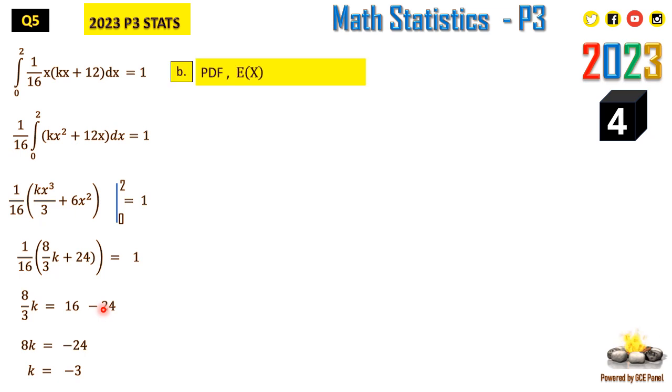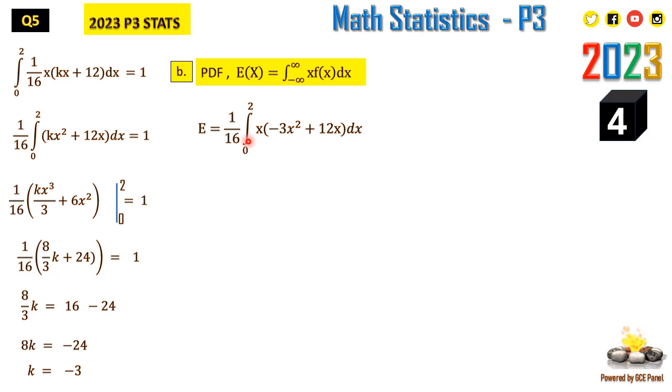Now the next thing that they want us to find is the expectation or the mean. And we know that for a probability density function like this, to find the expectation of the mean, it is the integral from negative infinity to plus infinity of x times f of x dx. Okay, but in this case, our limits are defined. It's only from 0 to 2. So we are going to be replacing negative infinity and positive infinity respectively by 0 and 2.